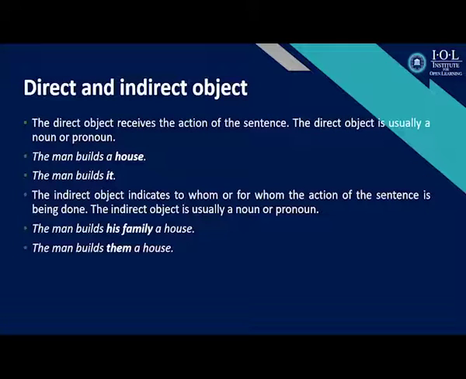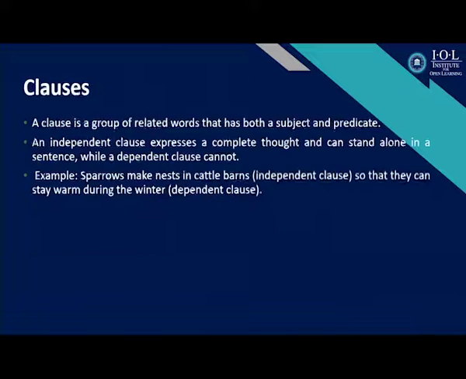So let's look at direct and indirect object. The direct object receives the action of the sentence, and the direct object is usually a noun or pronoun. For instance, the man builds a house, the man builds it. The indirect object indicates to whom or for whom the action of the sentence is being done, and the indirect object is usually a noun or a pronoun. For instance, the man builds his family a house. The man builds them a house. In these two sentences, in the first one, the indirect object is his family. In the second sentence, the indirect object is them.